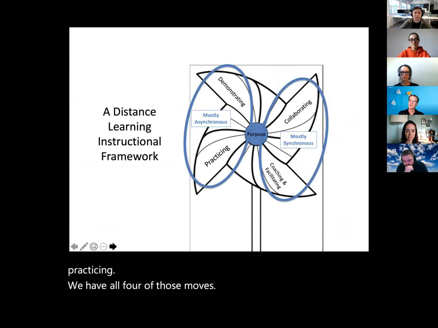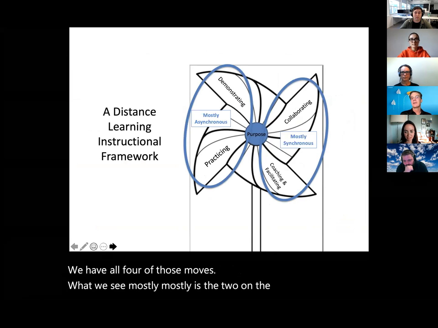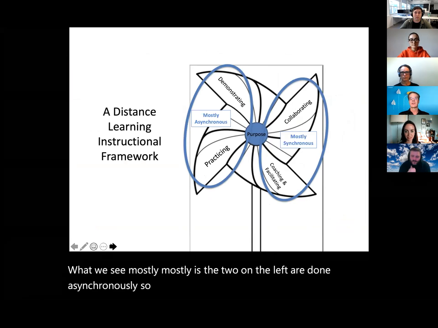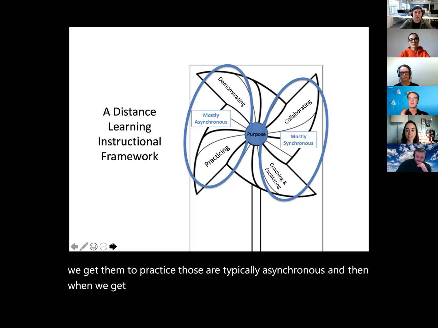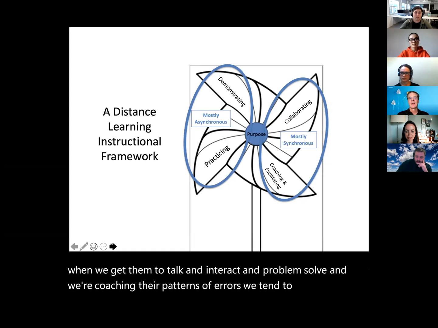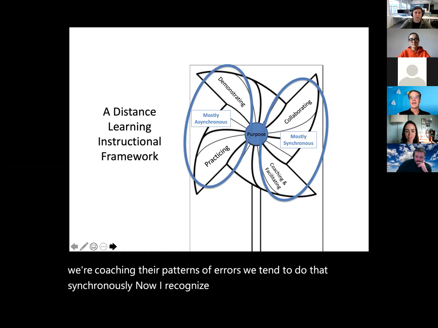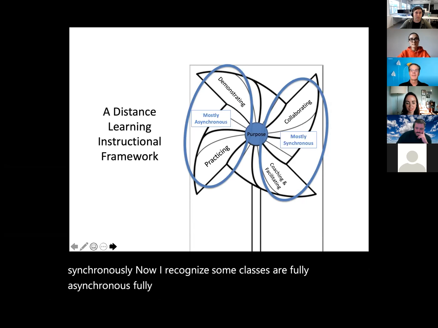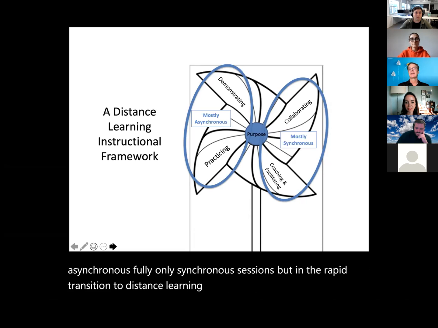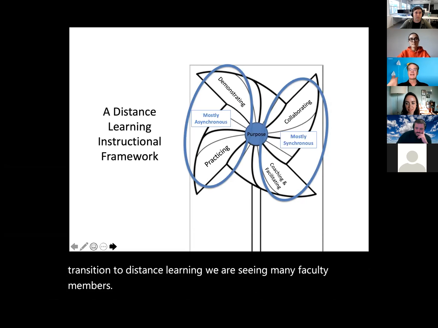What we see mostly is the 2 on the left are done asynchronously. So when we do demonstrations for students, when we get them to practice, those are typically asynchronous. And then when we get them to talk and interact and problem solve, and we're coaching their patterns of errors, we tend to do that synchronously. Now, I recognize some classes are fully asynchronous, fully only online, no synchronous sessions. But in the rapid transition to distance learning, we are seeing many faculty members who have some check-ins synchronously with their students each week.